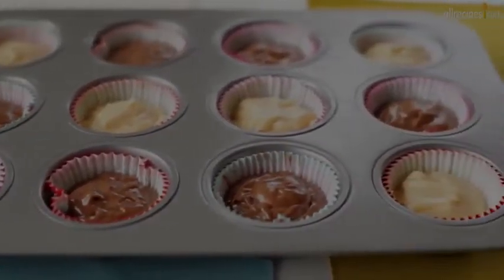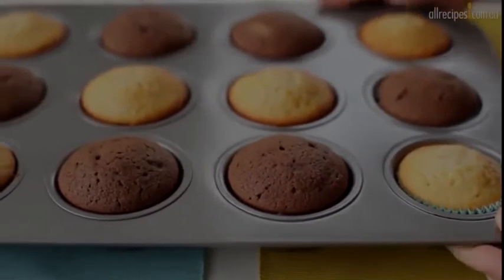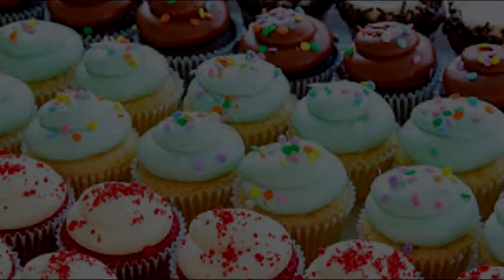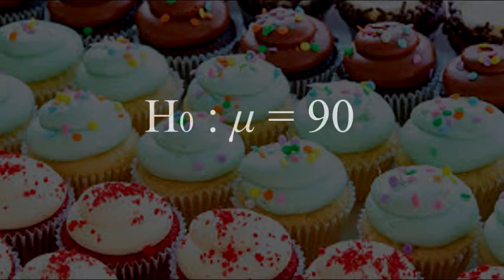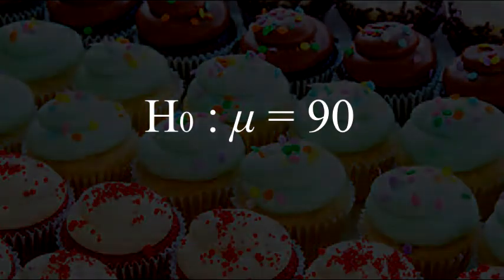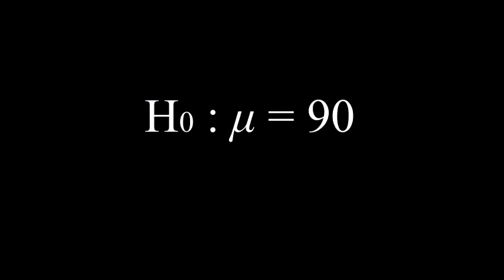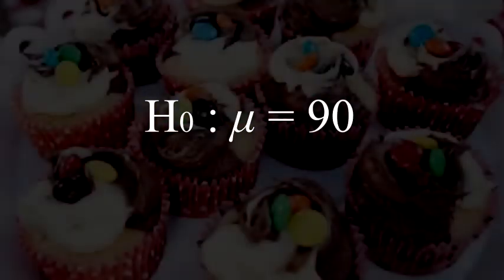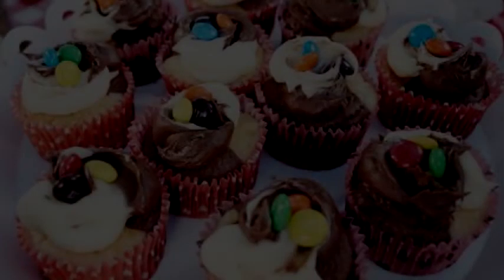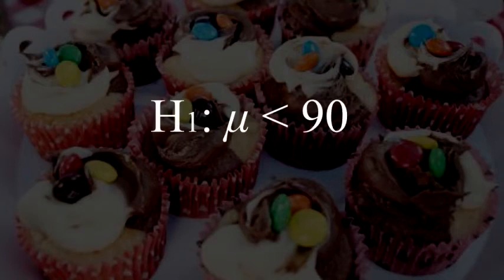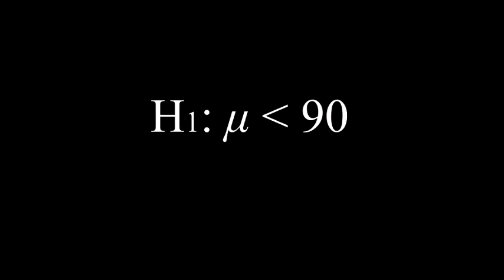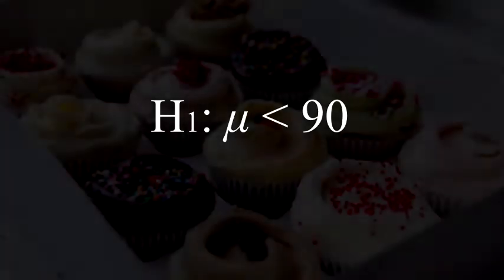For example, in the case of the cupcakes, what is the usual size of the cupcakes? Well, the bakery owner claims that it should be 90 grams. Therefore, we can state the null hypothesis this way, where mu stands for the average weight of all cupcakes and it is equal to 90. And the alternative hypothesis can be written this way, where the average weight of all cupcakes is, we claim, less than 90 grams.